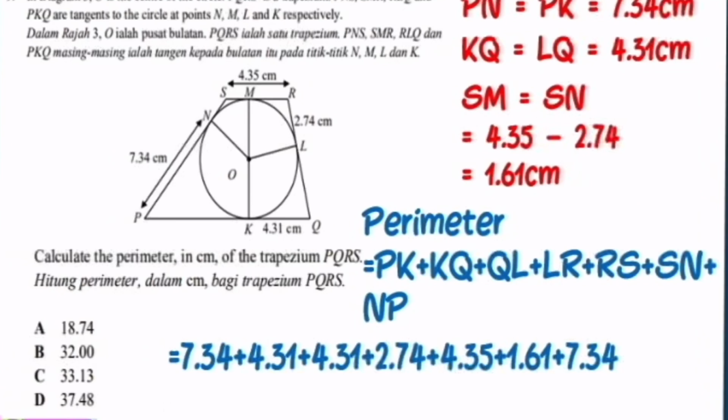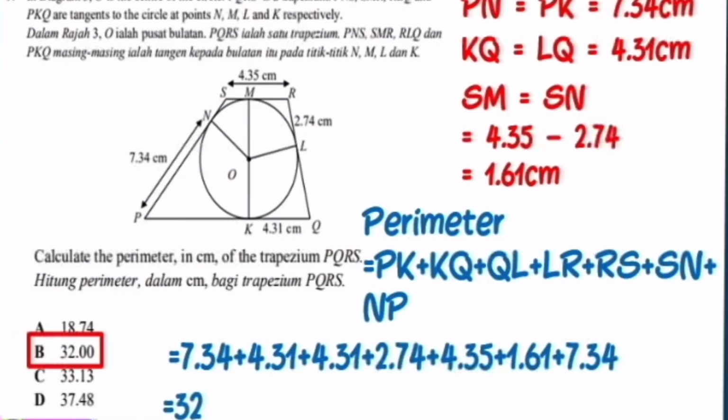And then the perimeter for PQRS, we are asked to find the perimeter of PQRS. So you just add all the lengths. PK is the same as PN, plus KQ 4.31, then plus QL, then plus LR 2.74, then plus RS, which is 4.35, and then plus SN, and then plus NP. So you just add everything, and the answer will be 32, right?